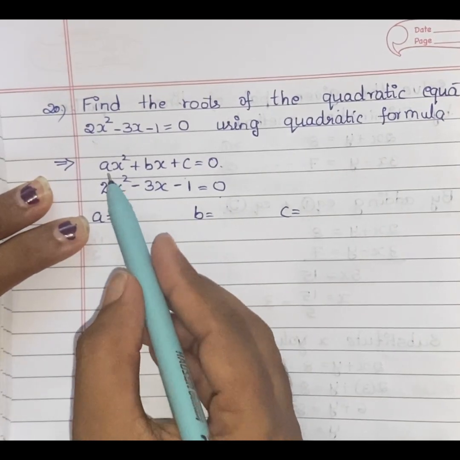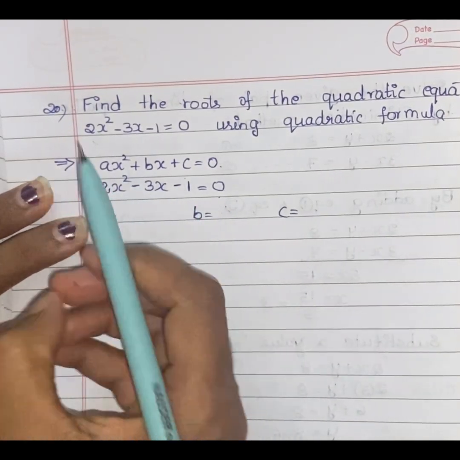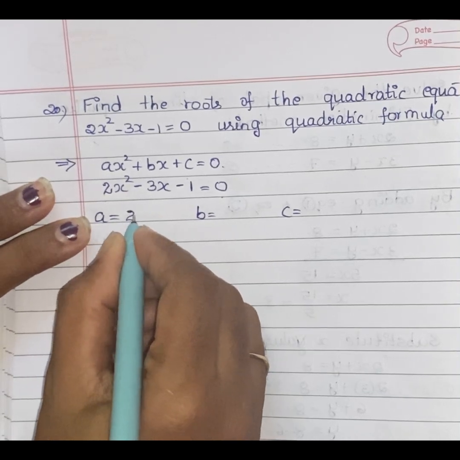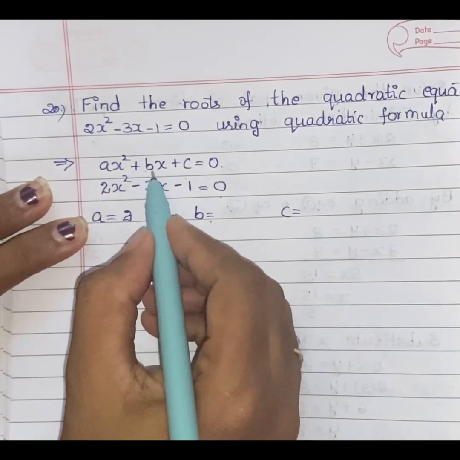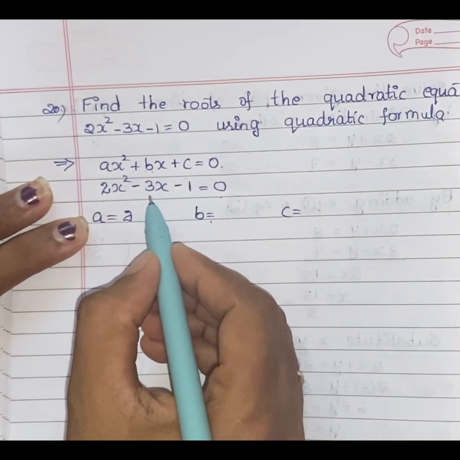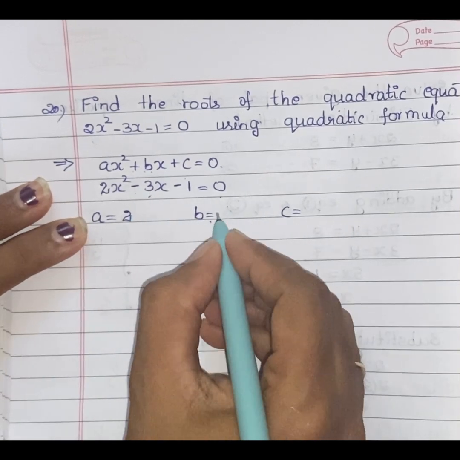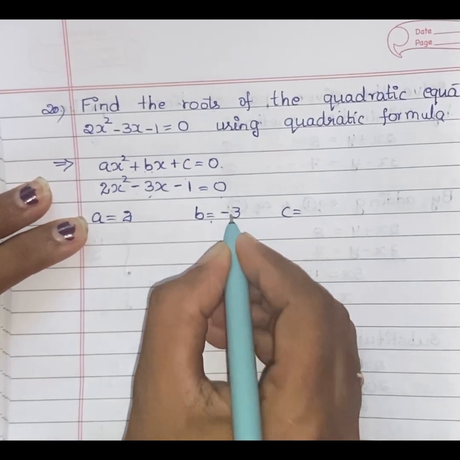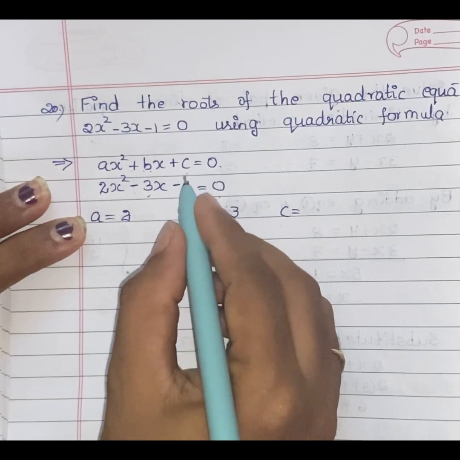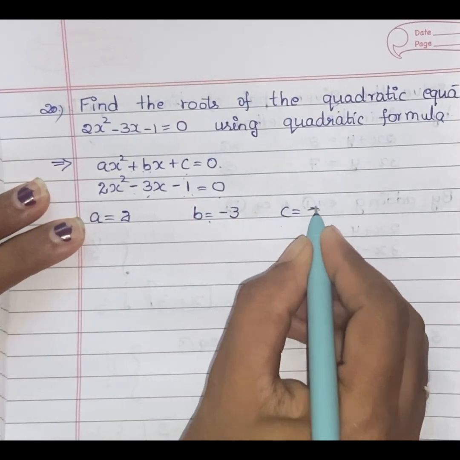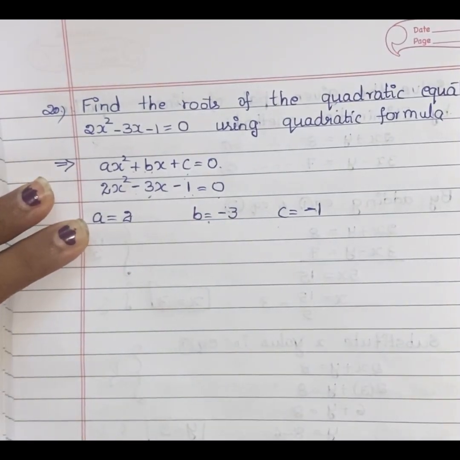So here a value is nothing but 2. Write 2. B, what is the b value here? It is 3, but it is not plus 3, it is minus 3. So we need to write minus 3 here. What is the c value? Minus 1. Okay, do not forget to write the symbols.